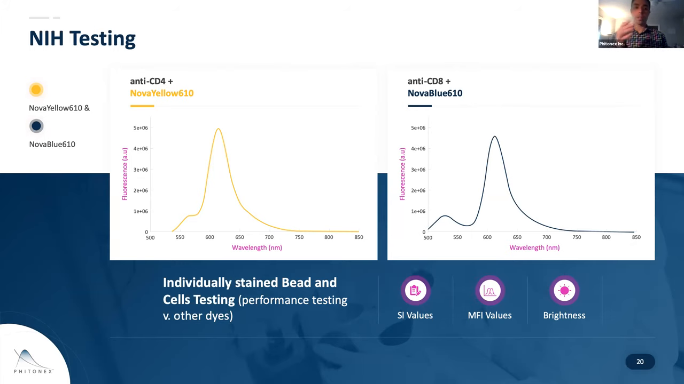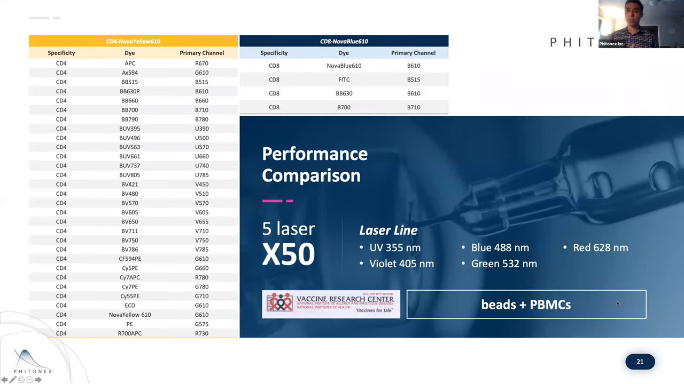And they ran a huge number of studies, individually stained beads and cells, really performance testing versus a huge number of dyes, which I'll show you in a moment. They looked at spillover spreading and also the notion of brightness. So this was the performance characterization. It was run on a 5-laser X50, a Symphony, across beads and PBMCs. And you can see the huge number of comparisons up against CD4 Nova Yellow, so all of those other labels conjugated to CD4.